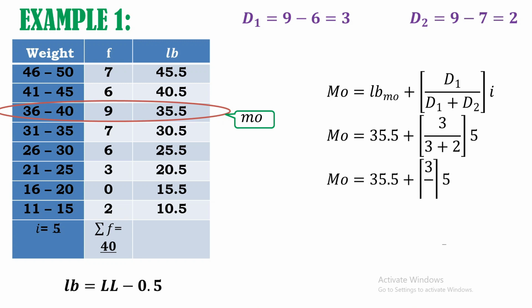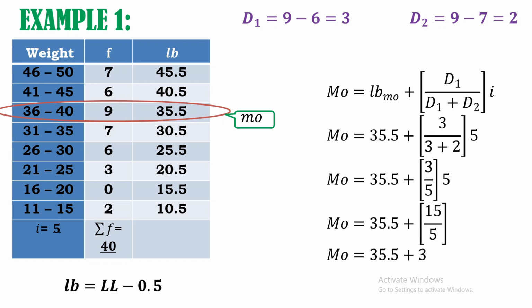Simplifying, we have 3 plus 2 first, that is 5. Then multiply 3 by 5, that's 15, divided by 5, so we have 3. And 35.5 plus 3 is 38.5. Therefore, the mode of the given grouped data is equal to 38.5. So that ends our discussion on the 3 measures of central tendency.